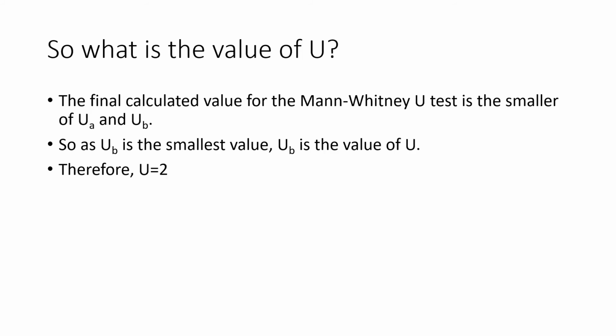So what is the value of U? The final calculated value for the Mann-Whitney U test is the smaller of UA and UB. So as UB is the smallest value, UB is the value of U. Therefore, U equals 2.